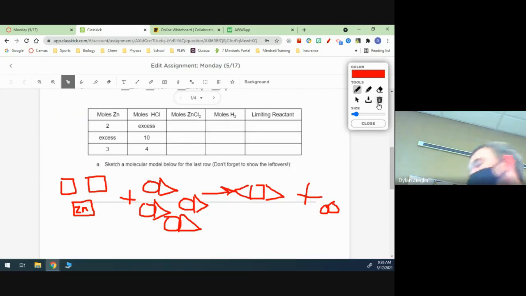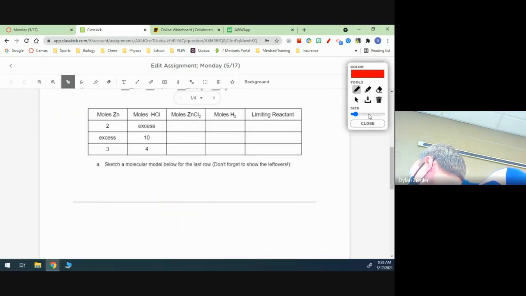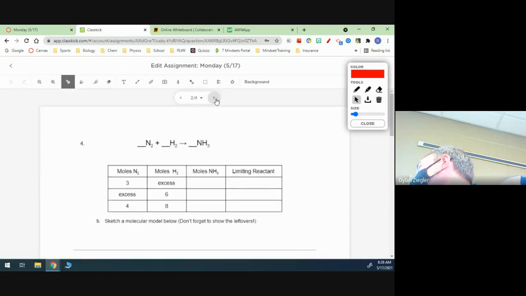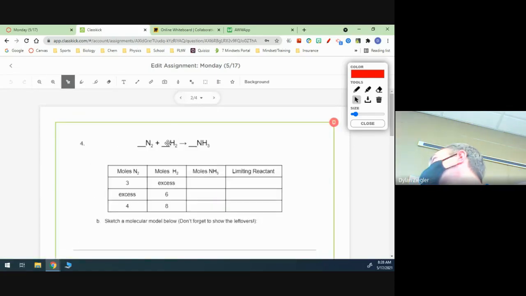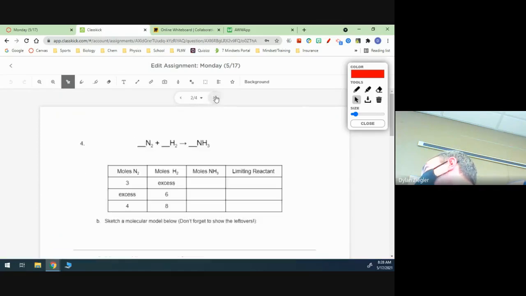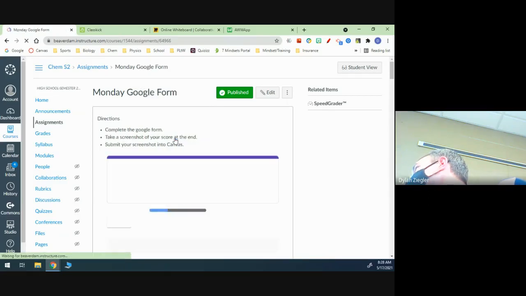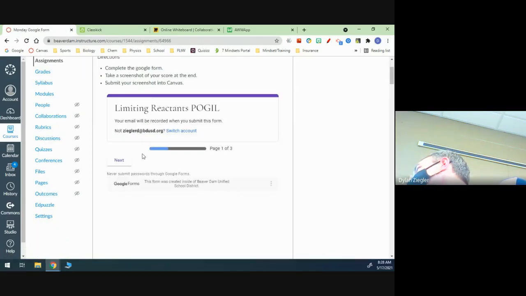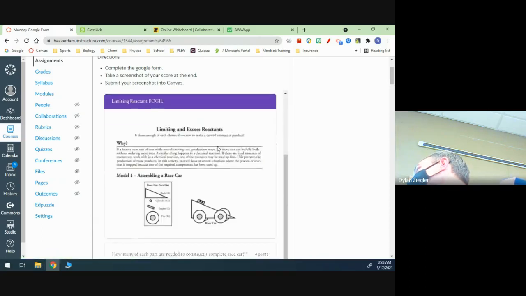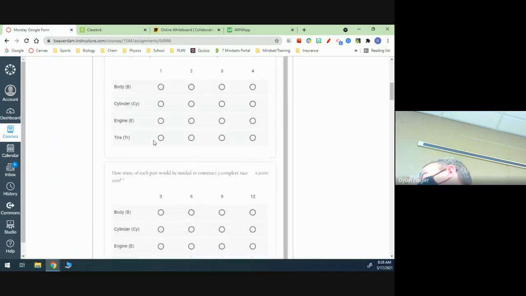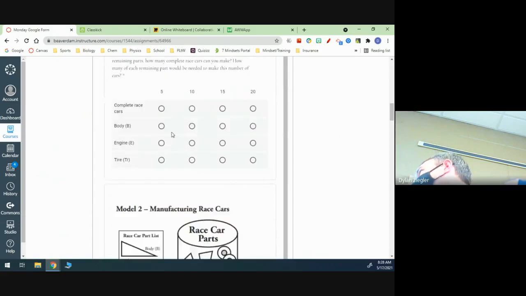All right, I'm going to give you guys time. You have about an hour left of class to do pages 1 and 2. And then before you go to page 3, I'll even put a link on there for you. There's a Google form that has some questions about limiting reactants.